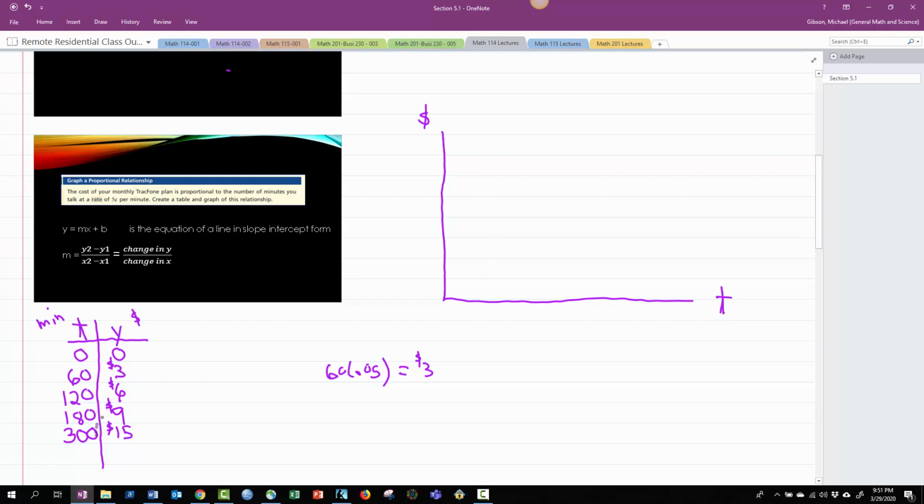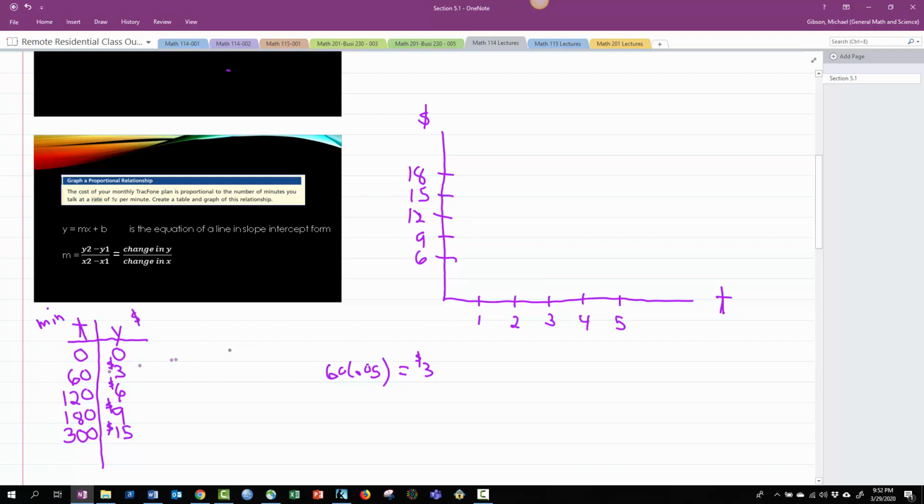Instead of writing the bigger numbers like 60, I'm going to do it in hours. So 1 hour, 2 hours, 3 hours, 4 hours, 5 hours. And then 6, 12, 18. So that would make this one 15, and this one 9.